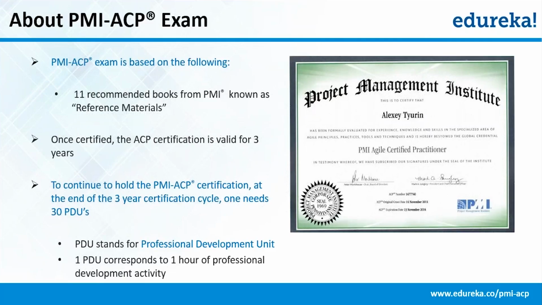Okay. And about the PMI-ACP exam, this is how the certificate looks. Once you pass the exam, this is what you're going to get. Instead of Alexei Turin, you will have your name printed here. This certification is valid for 3 years from the date you pass the exam, and every 3 years you have to renew it. For renewing it, you have to gain 30 PDUs in this 3-year cycle. PDU is Professional Development Unit, where one PDU is equivalent to 1 hour of professional development activity pertaining to Agile. Okay, so that's what you have to do.